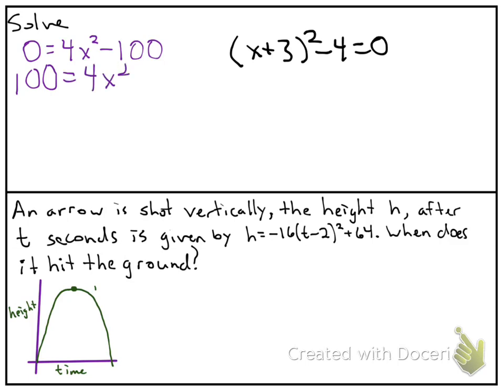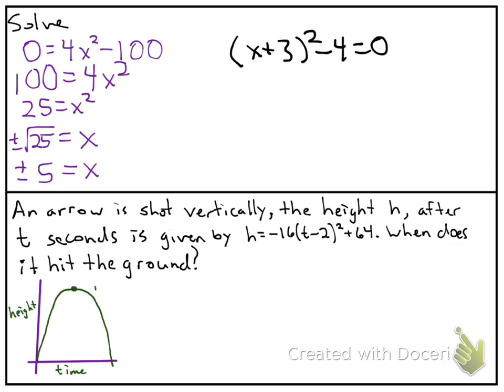I get 100 equals 4x squared. I now divide both sides by 4. 25 equals x squared. So now once I take the square root, it becomes plus or minus the square root of 25. So x equals plus or minus 5.